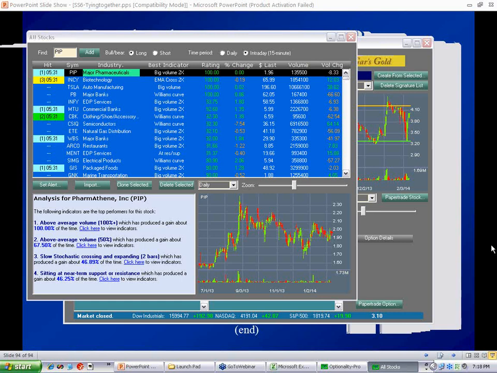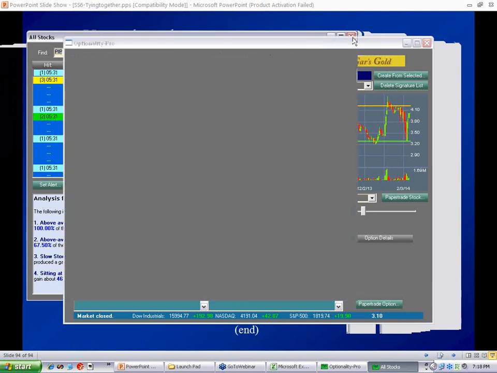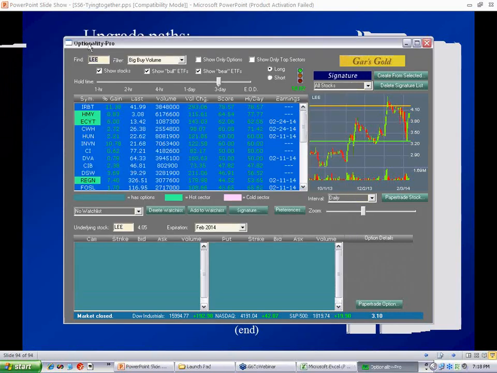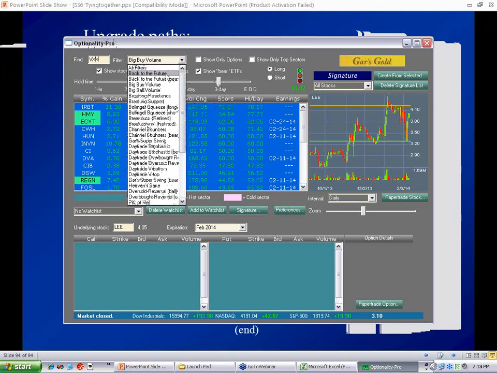A good example is VXX. If you look at VXX on the options list, which is one of my favorite guys to trade because it moves so much. But the fact that it moves so much, why am I not showing VXX? Oh, because I only have big buy volume. Duh.